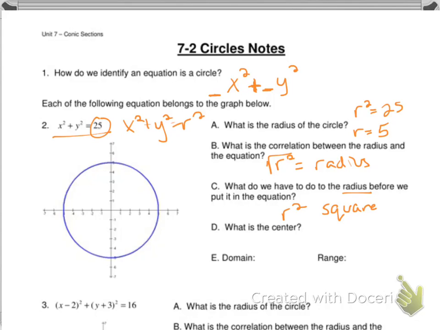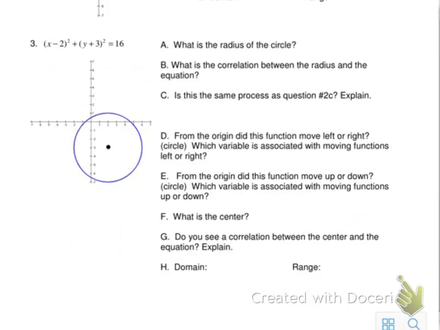Okay, what is the center of this circle? 0, 0. Okay, because it's centered right on the origin. So the domain would be -5 to 5, and the range would be -5 to 5. Okay, do you see that? Okay, now, so that's a circle centered on the origin.